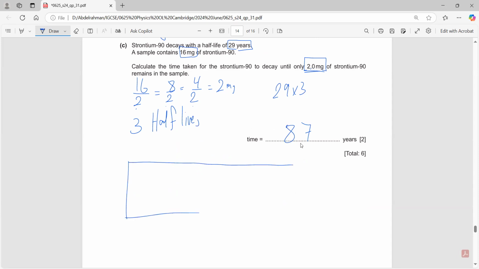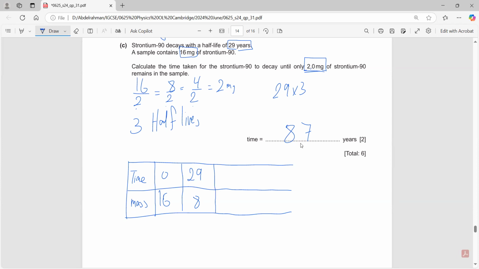Maybe this would help out a little. This is the time taken, and this is the amount, or the mass. Initially the time taken was 0, before I started the experiment, and the mass was 16 milligrams. After 29 years, the mass was 8. One half-life after 29 years.